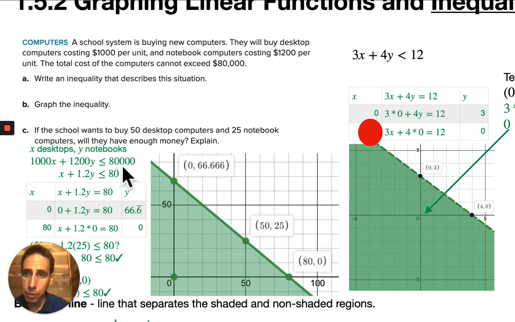So here's my inequality, and just to simplify things and make the graphing easier, I'm going to divide all the terms on both sides by 1,000. If I do that, I get regular x plus 1.2y is less than or equal to 80. They're equivalent to each other. They'll produce the same graph. They'll produce the same points. It won't change the answer in any way. But if I do that, then the calculations get a lot easier. x plus 1.2y is less than or equal to 80, and that's what I'm going to graph.